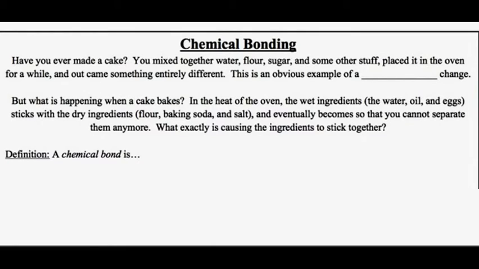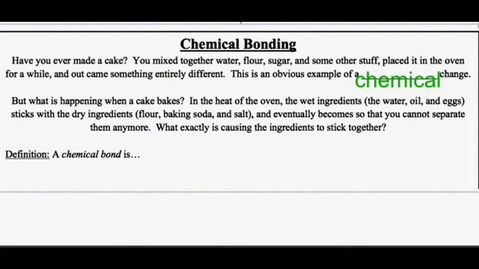Have you ever made a cake where you mix together water and flour and sugar and some other stuff, or maybe your mom or your grandma did, and placed it in the oven for a while, and out came something entirely different? Well, this is an obvious chemical change. So why would I say it's an obvious example? Think of all the different things that we could look at to see if a chemical change occurred. You'd have the smell of it. You can always smell a cake baking.